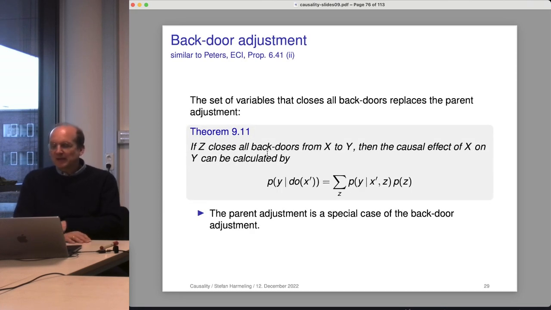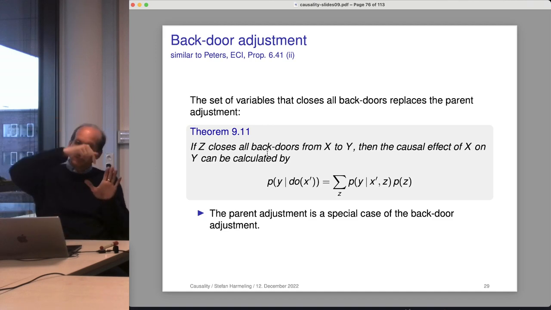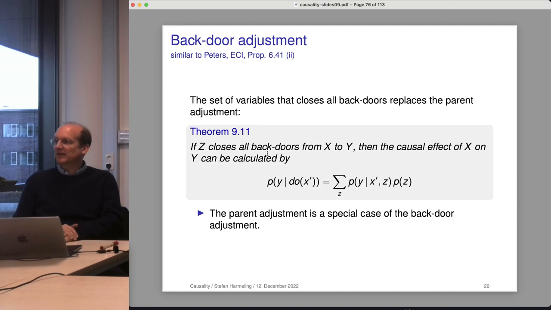And we can also conclude the parent adjustment, which kind of intuitively made sense. This is a special case of the backdoor adjustment because the parents are all non-descendants, that's point one. And we are closing all paths that have an incoming edge into X, right? Because we observe the parents. Good, so far so good.